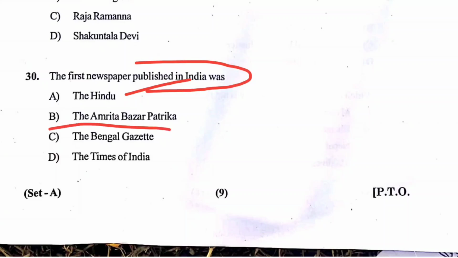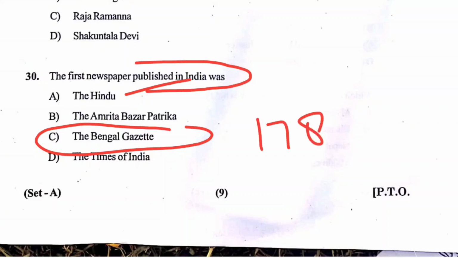Next question is, the first newspaper published in India was, options are the Hindu, second is Amrita Bazar Patrika, third is the Bengal Gazette, last is the Times of India. I guess it should be what we call the Bengal Gazette, which was published back in the 70s.